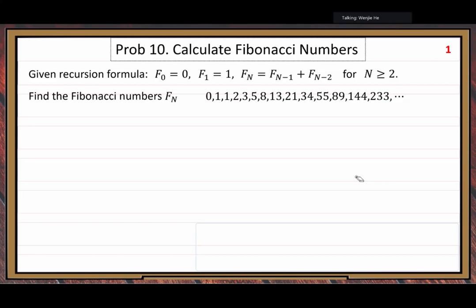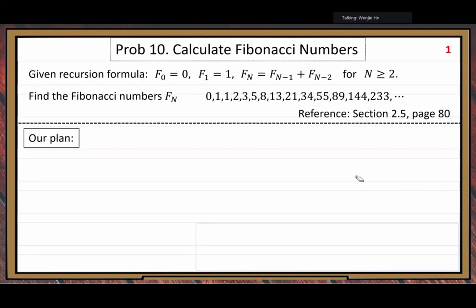For the first few Fibonacci numbers generated by the rule, let us look at them. To solve this problem, there are two ways we can use. The first way, solve it algorithmically. That means we use the computer science way to solve it. We develop some efficient algorithm to calculate it. That's the first way.